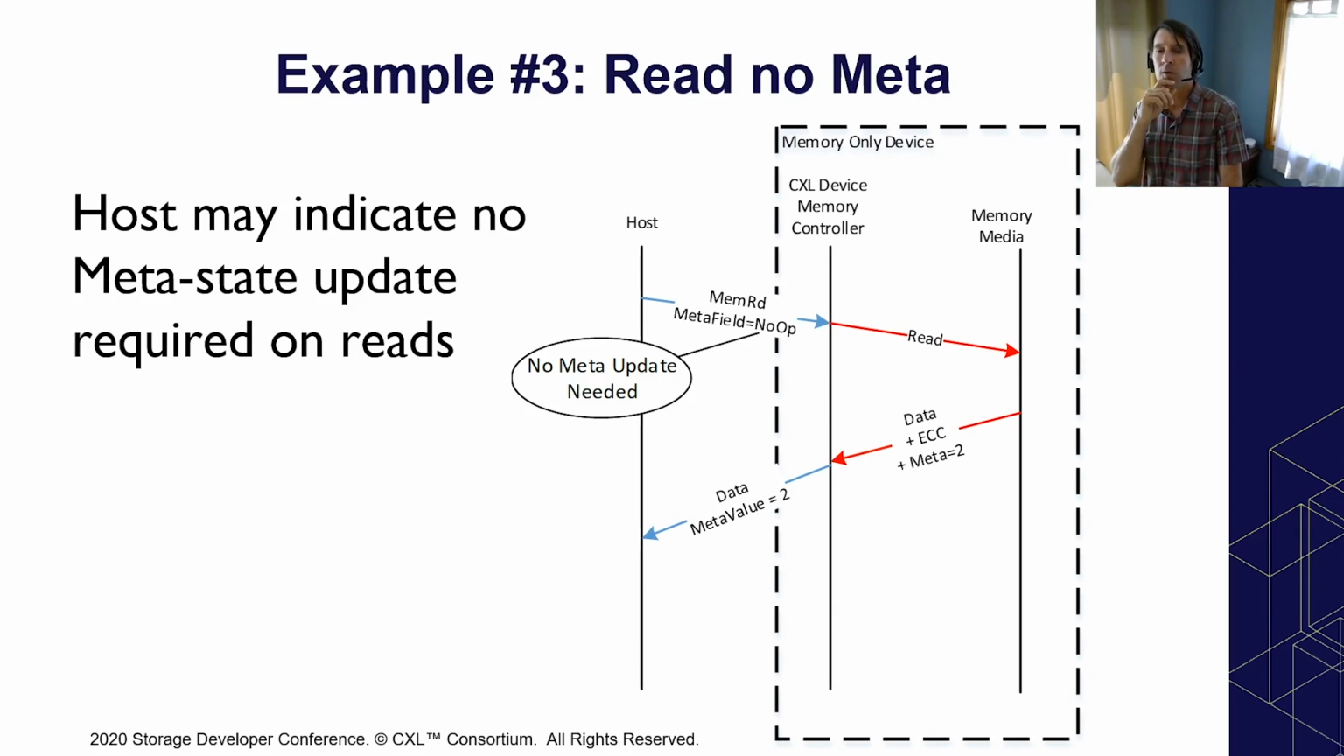Now, showing one more example where the host doesn't want to update the meta value. In this case, we have a field that says the meta field is a no-op, meaning it does not want to update. So this read is very similar to the prior read. It causes a read to the media. Data comes back from the memory device, does the ECC stuff with the meta value equal 2. That data is returned, but there's no update necessary in this example. So exactly the same as prior, except there's no media update with the metastate.